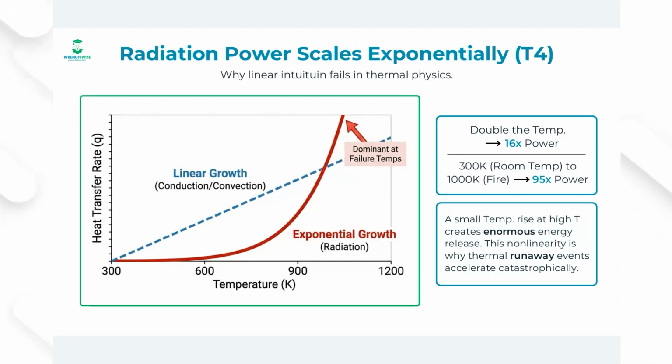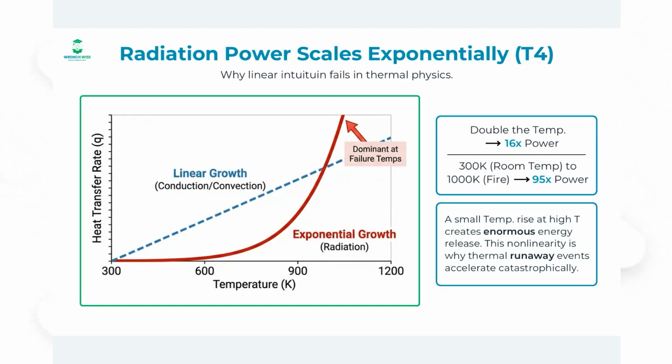Looking at the mathematics, if you simply double the temperature, you don't just get double the heat output, you get 16 times the power. So 2 to the power 4 is 16. This is a massive escalation that catches many designs off guard. At room temperature, the red curve is pretty flat on the left bottom here. Radiation is pretty much negligible, which is why we often ignore it in standard electronics cooling. But as soon as we jump to a fire scenario, somewhere around 1000 Kelvin, we move from 300 to 1000. This is close to a 3.33 factor increase, but radiated power increased approximately 95 times here.